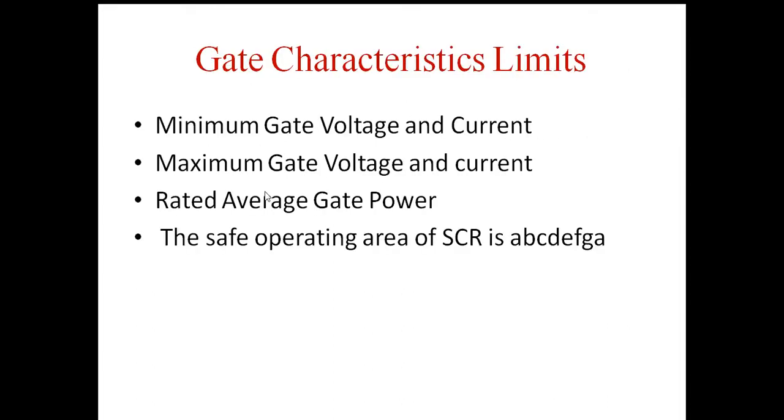These are the different limit points in the characteristics of SCR: minimum gate voltage and current, maximum gate voltage and current, rated average power dissipation, and the safe operating area, the safe operating region of the SCR. So that is A, B, C, D, E, F, G, A, which is indicated in the previous characteristics.